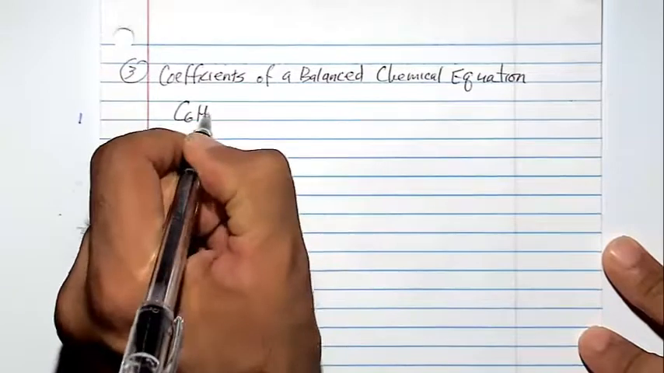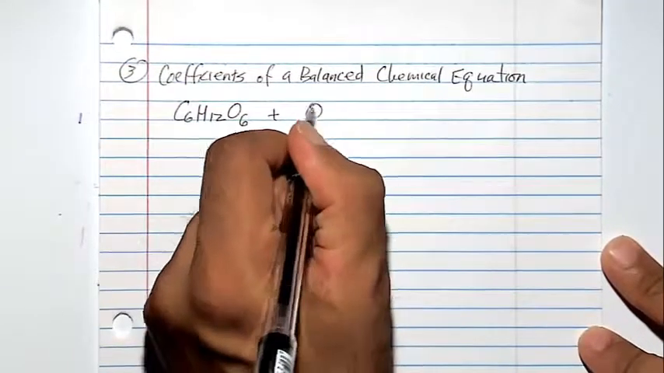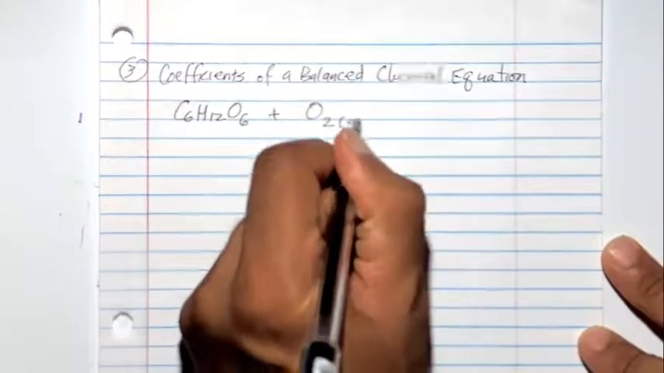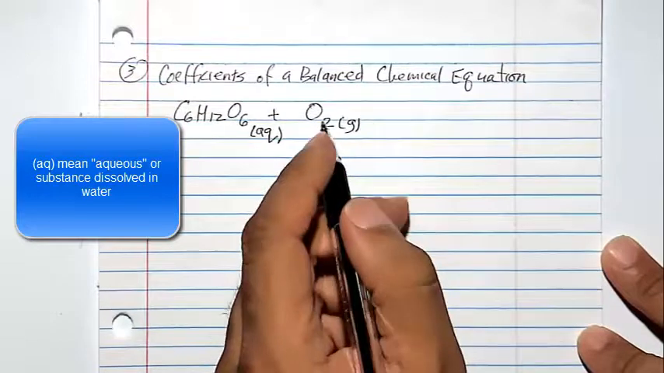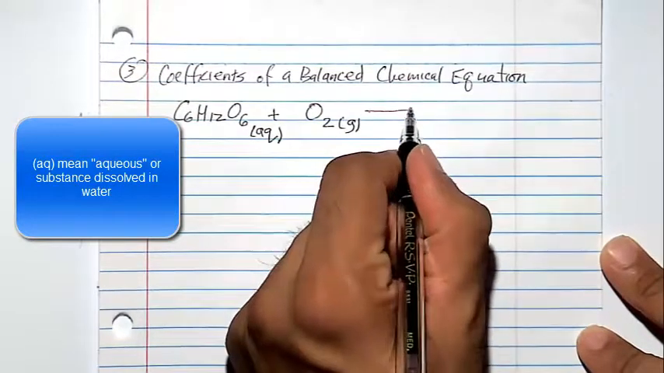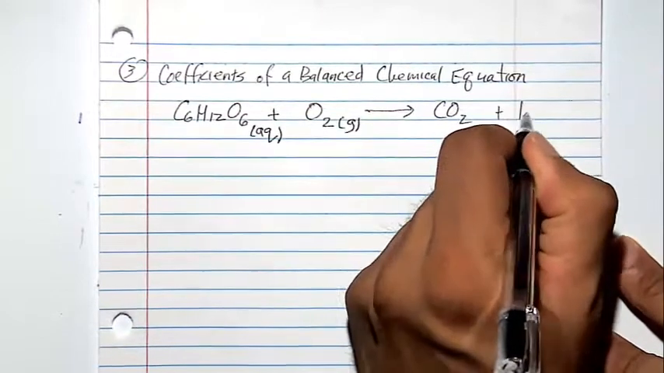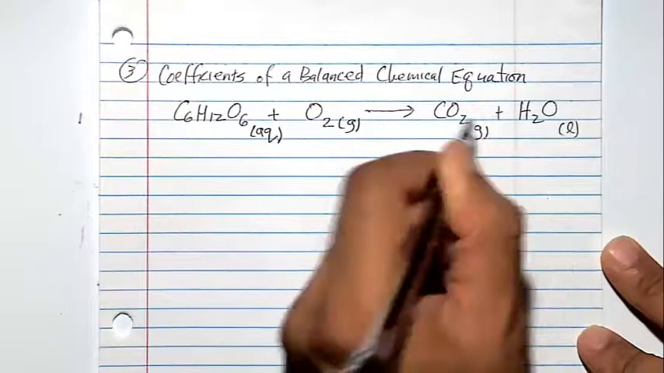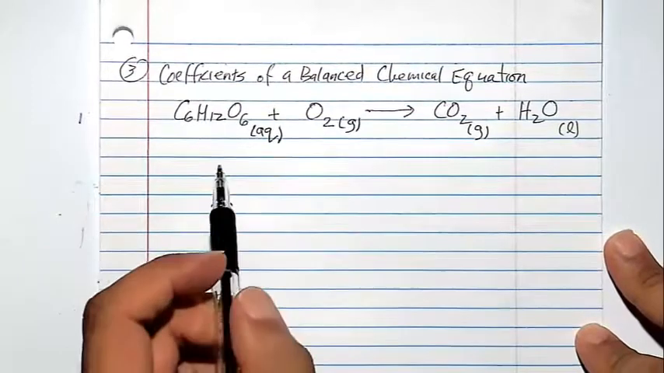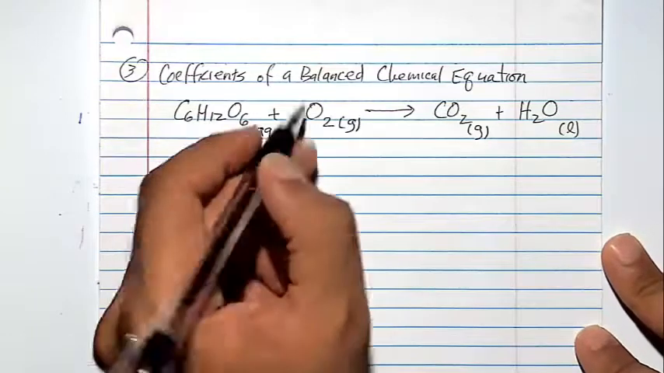Glucose, as we've seen before, is C6H12O6. It can actually combust, or react with oxygen gas. I'll make this glucose in water. And that combustion reaction generates carbon dioxide and water. Water is going to be a liquid. Carbon dioxide will have the state of a gas. So if you balance this chemical equation, I'll just go ahead and balance it for you.